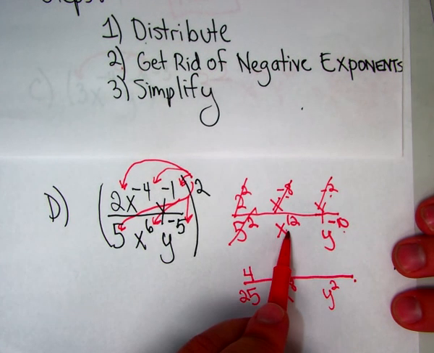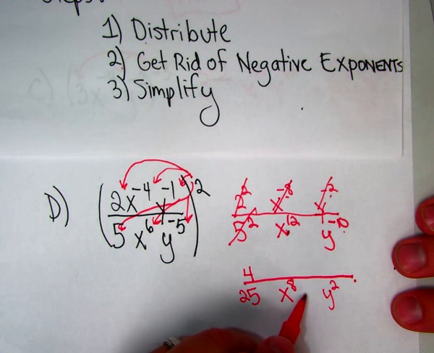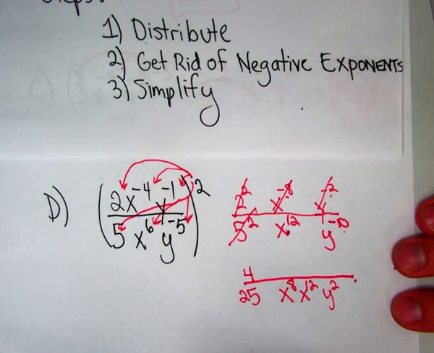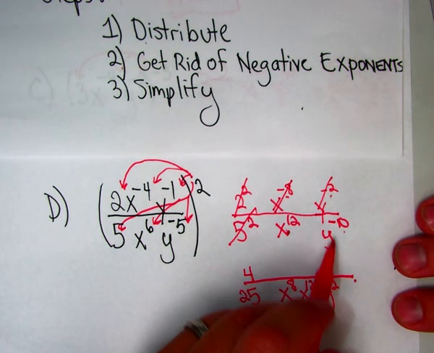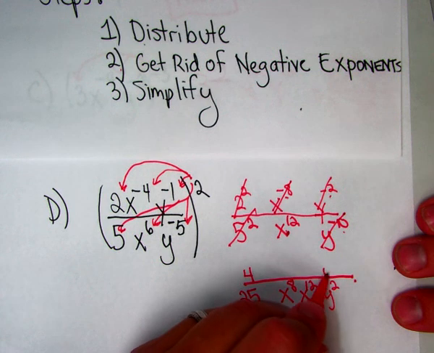X to the 12th, it's positive, so we're not going to move it. It's going to say x to the 12th. Y to the negative 10 is negative, so we're going to move it, and it's going to become positive on the top.